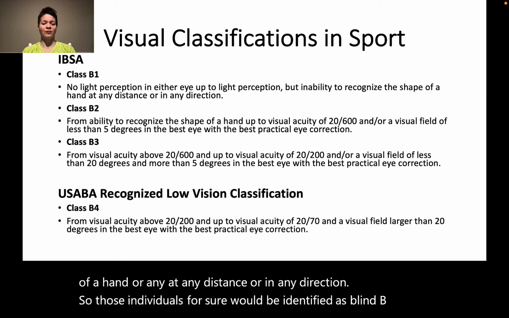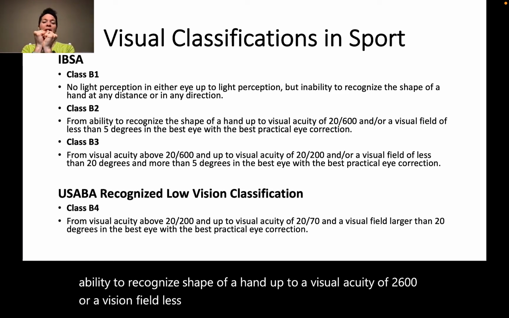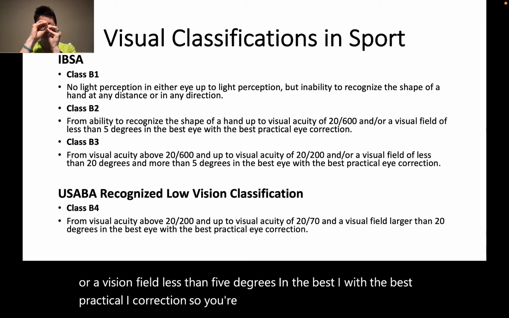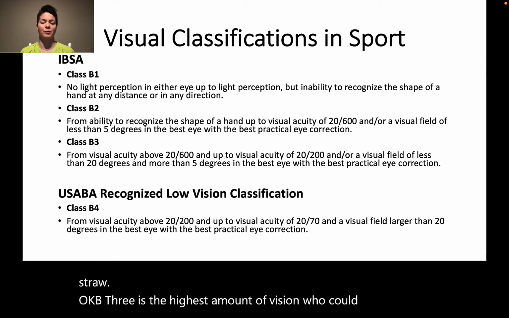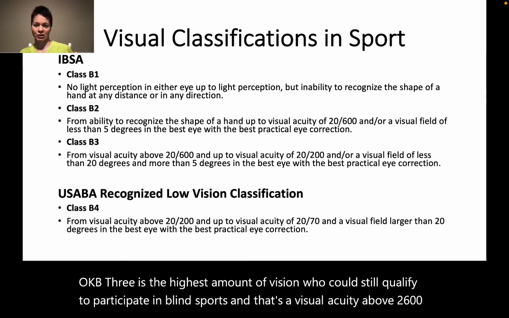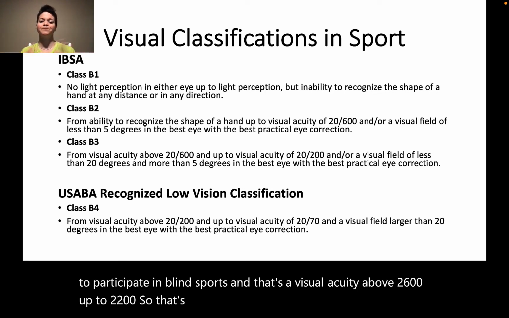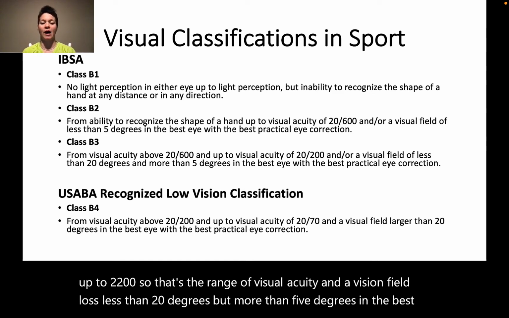B2 is the ability to recognize shape of a hand up to a visual acuity of 2600 or a vision field less than 5 degrees in the best eye with the best practical eye correction. So you're like looking through a straw, okay? B3 is the highest amount of vision who could still qualify to participate in blind sports, and that's a visual acuity above 2600 up to 2200. So that's the range of visual acuity, and a vision field loss less than 20 degrees, but more than 5 degrees in the best eye with best practical eye correction.